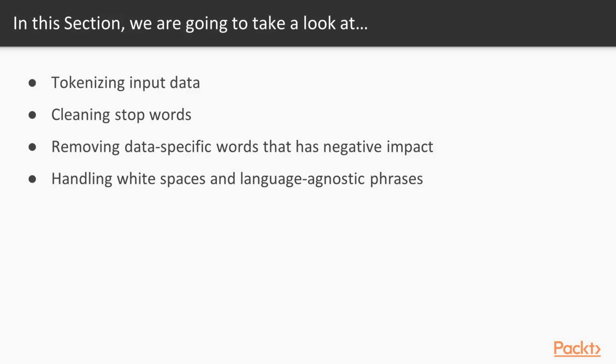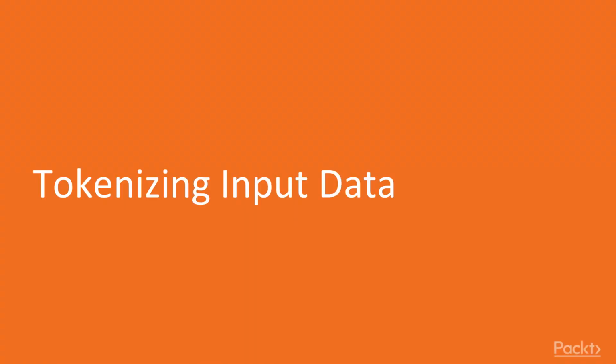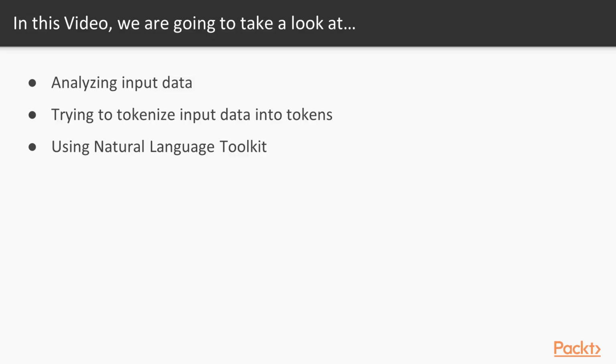We'll see that there are a lot of white spaces, a lot of types that could occur in the input text. We will see how to handle them. And this is the first video, in which we'll focus on tokenizing and also on installing proper libraries. Firstly, we'll be analyzing input data. Then we'll try to tokenize our input data into tokens, so this will be an array of strings. We'll be using the Natural Language Toolkit, which is a very good and well-proven library in the Python environment.